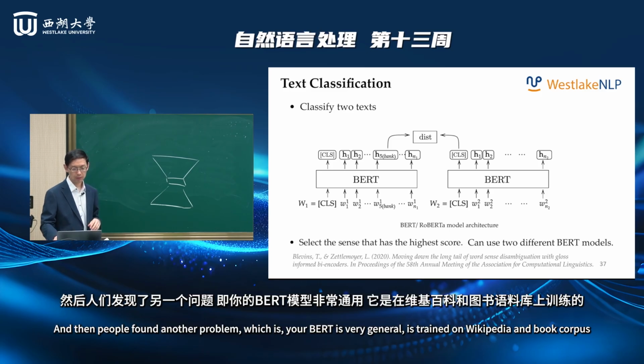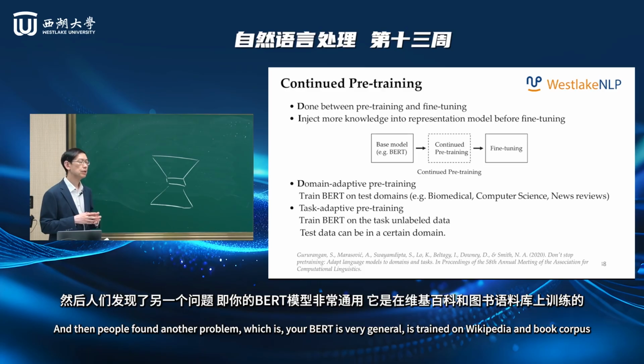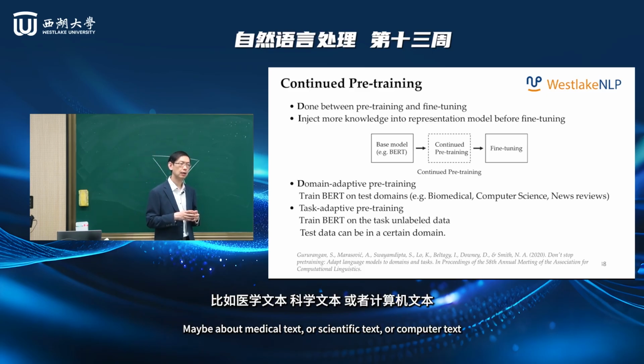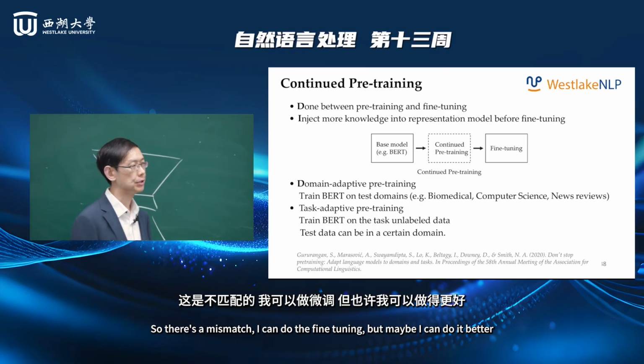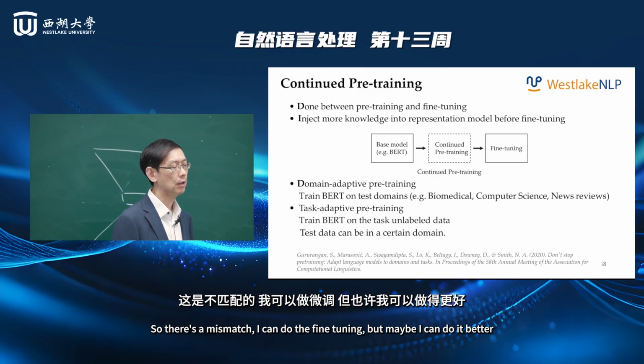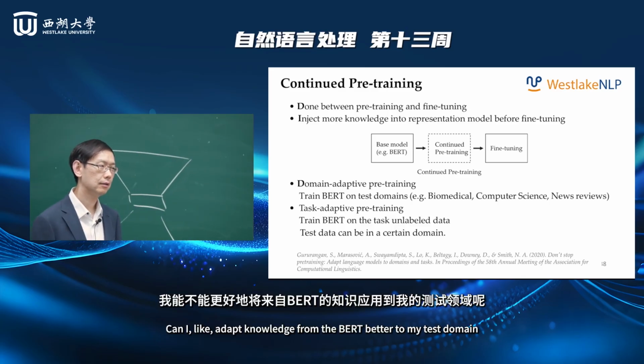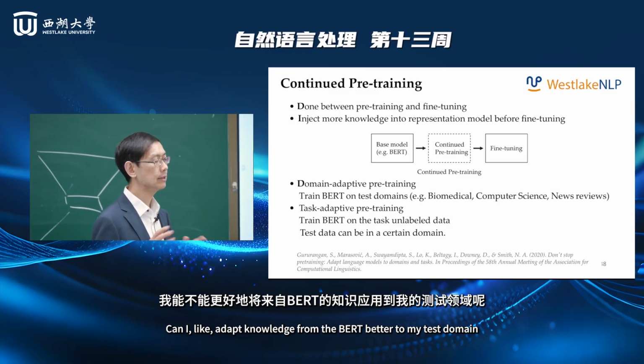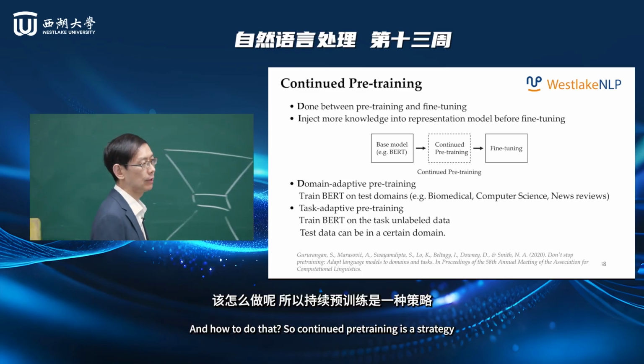And then people found another problem, which is that your BERT is very general. It's trained on Wikipedia and book corpus. But my task can be very specific, maybe biomedical text, or scientific text, or computer text. So there's a mismatch. I can do the fine-tuning, but maybe I can do it better. Can I adapt knowledge from the BERT better to my test domain? And how to do that?